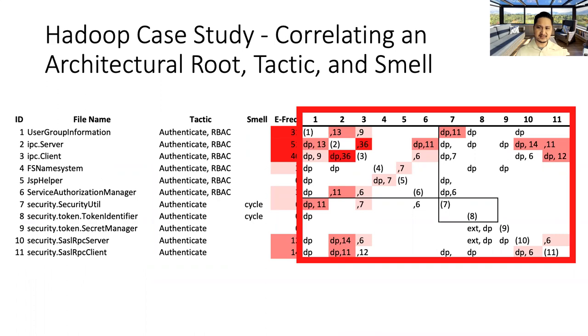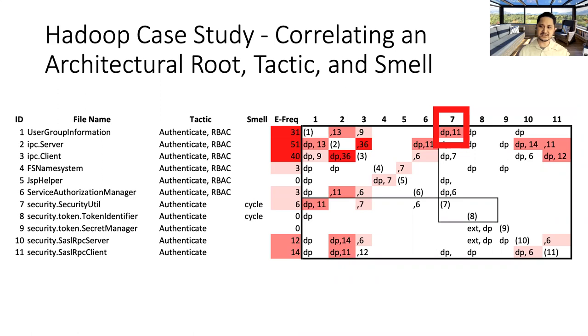This outer box shows relationships among these tactic files as determined using Titan. For example, this cell indicates that user group information has a general reference relationship with security util, and those two tactic files change together 11 times in their commit history. Darker red indicates a greater error change frequency.